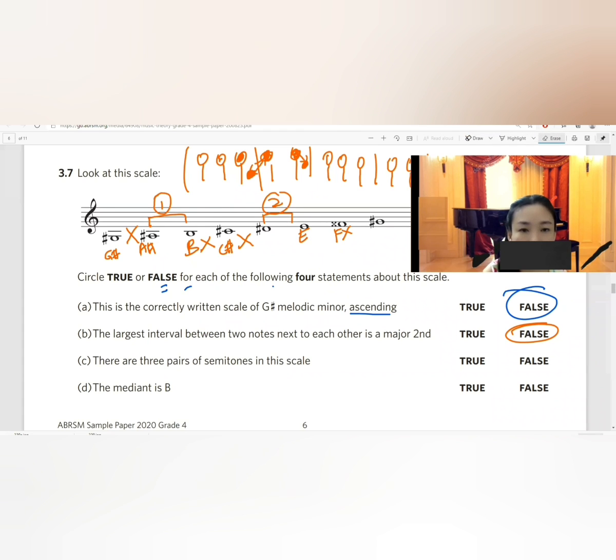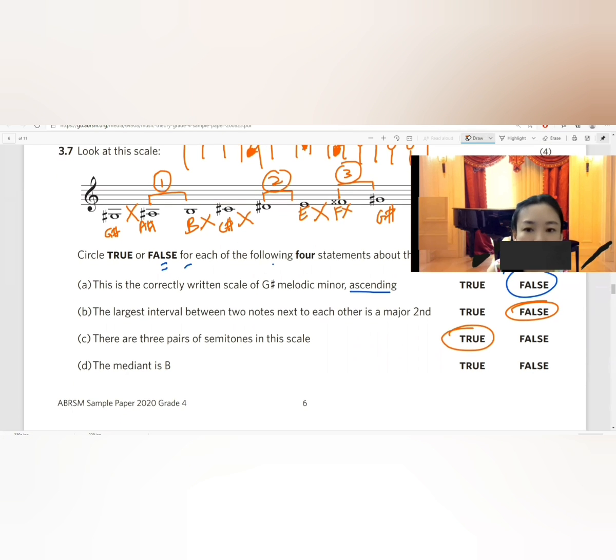Next one. E to F double sharp. E is here, F double sharp is here. No, this one is out. Now F double sharp is over here, and then the next one, G sharp, is here. Yes, so this is the third pair of semitones. So they are semitones. So this answer is true.